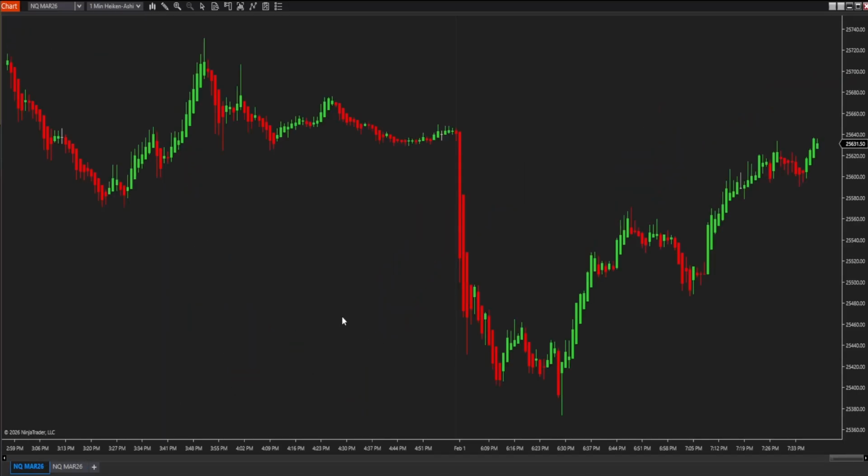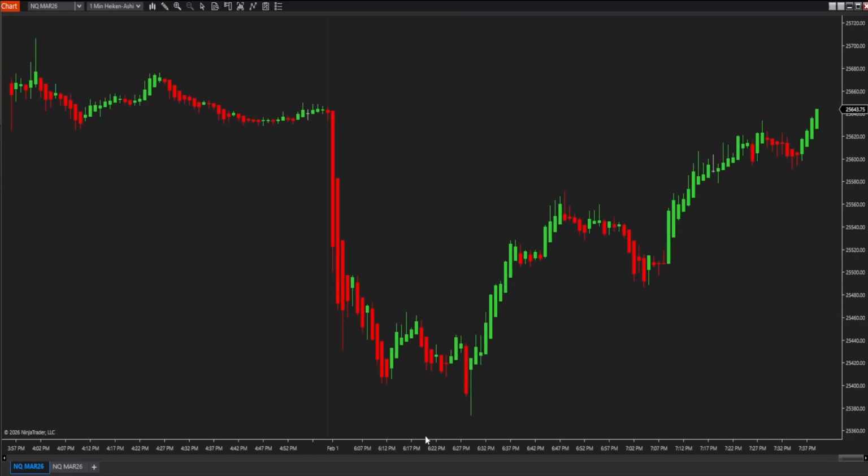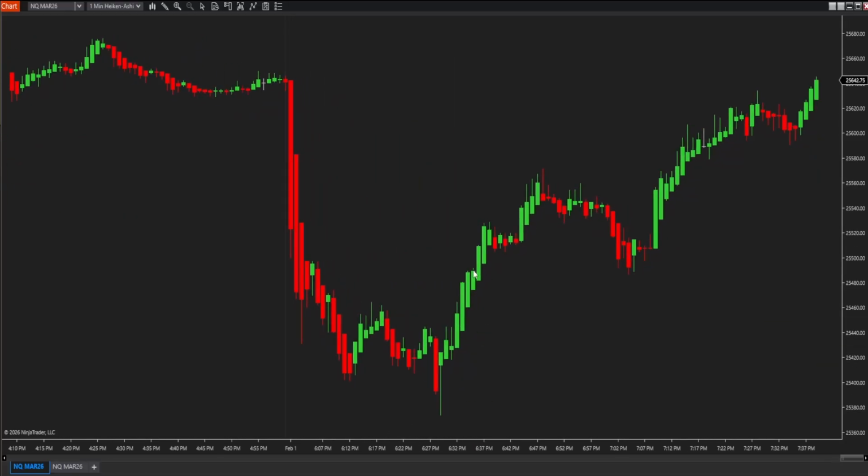Now, this is February 1st, and this is Sunday night, and the market just opened up. So we had a nice big sell off, and then we bounced around in a little auction area, and then we broke out and found a new value, and as you can see, we're moving up. Now the Heiken Ashi candlesticks just show you where the trend is going. Sometimes it chops around like this, and sometimes it can chop around like this.